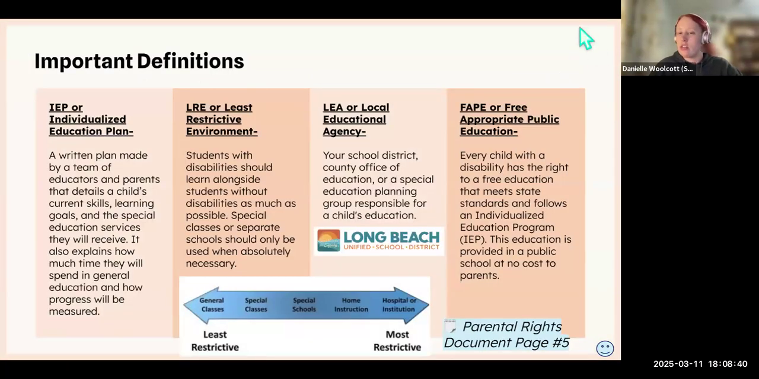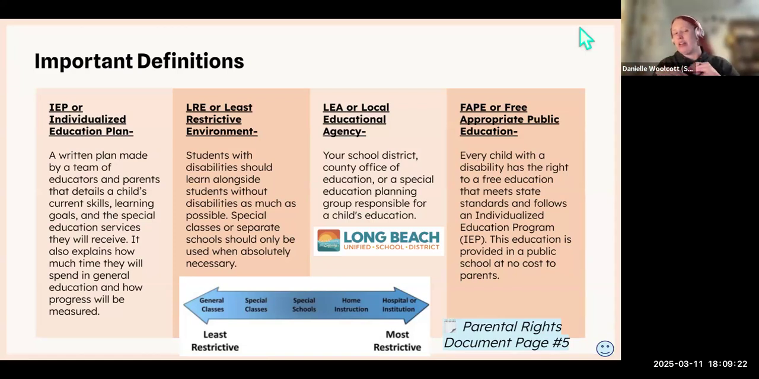These are some important definitions that are listed in the parental rights document, and we sort of broke them down here. So the first one is IEP, and we'll talk a little bit more about this, but an IEP is an individualized education plan, or a written plan that's made up by an entire team of educators and the parents and any other relevant people who would be an advocate or anybody else who would be relevant, like a grandparent, to participate in the child's IEP meeting. And we talk about the child's current skills, learning goals, and the special education services they would receive. It also explains how much time they'll be in general education and how progress on those goals will be measured.